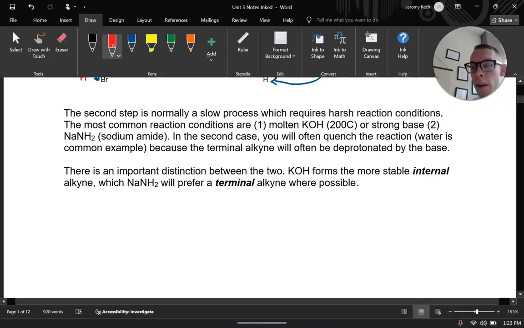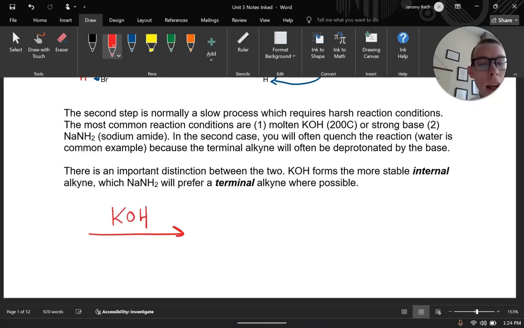The very first one, if we think about our arrow, is going to be KOH, and we will often have really, really high temperatures. Often you'll actually do this with molten KOH. So if you take KOH and heat it all the way up to 200 degrees C, it will turn into a liquid. And then you use that molten liquid to go through and do your reaction. 200 degrees is quite toasty for a reaction, so that is a very, very harsh condition.